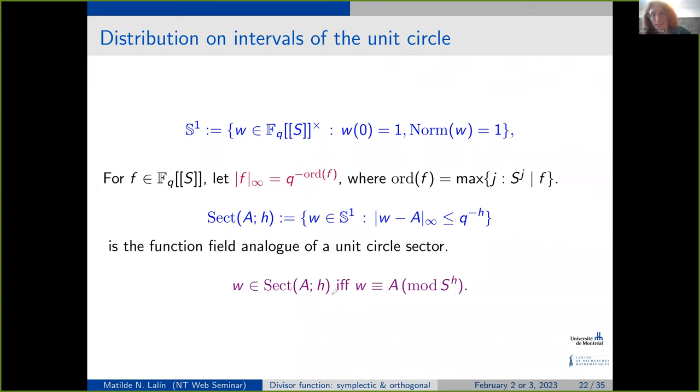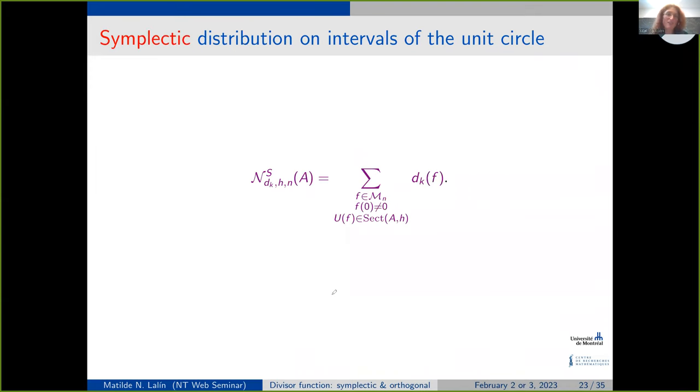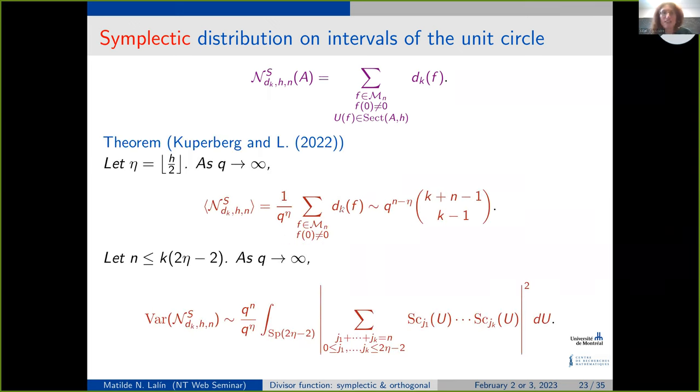Okay, now with this, one can study the divisor function. I didn't define this u, but this u has to do with the angle of f. So obviously there is a way, but not obviously, but there is a way of seeing what the argument of f is, defining an argument. And then we're going to ask that the argument of f is in some particular sector of the unit circle. And then in that context, we can prove a similar result.